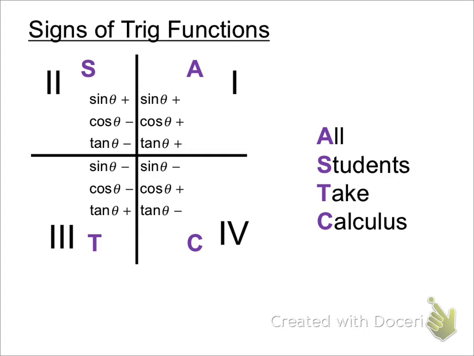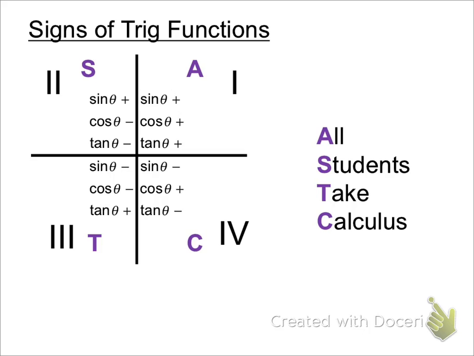Okay, if you remember when we drew the unit circle in section 2, we identified what trig functions were positive in each quadrant. In quadrant 1, all trig functions were positive, so we put an A out to the side. In quadrant 2, only sine was positive, so we put an S. In quadrant 3, only tangent was positive, so we put a T. And in quadrant 4, only cosine is positive, so we put a C.